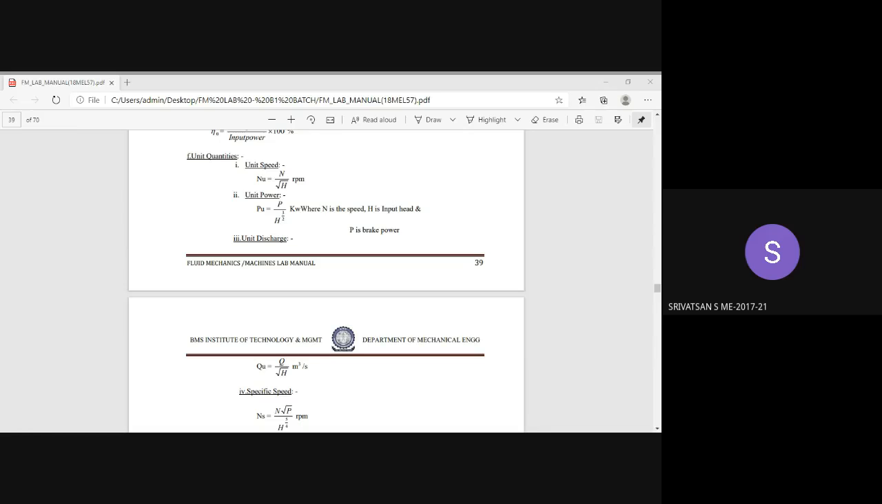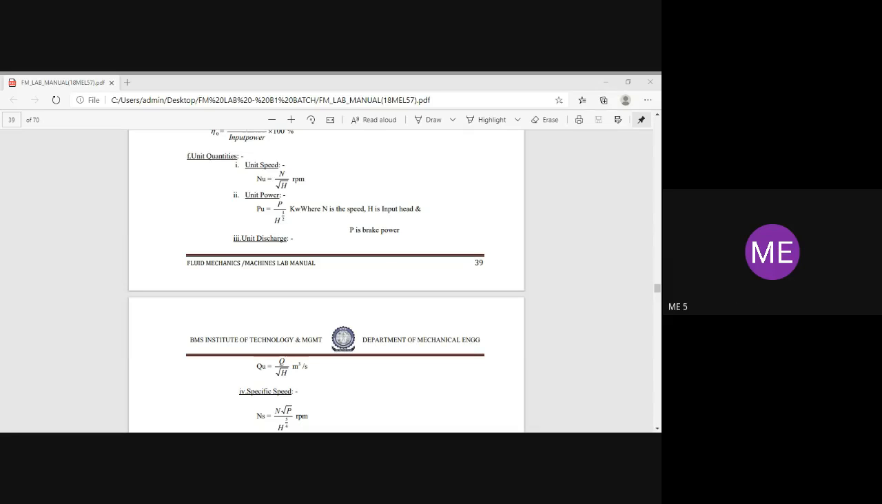It should be H1, H2, not P1, P2. Please take it as H1, H2. And the head toward the notches, that is H, you take H only. H is 0.2 centimeter for all the readings, because it's a constant head. For one setup we have 0.2 centimeter, next setup we have 0.3, like that. So take H as 0.2 only for all the readings.